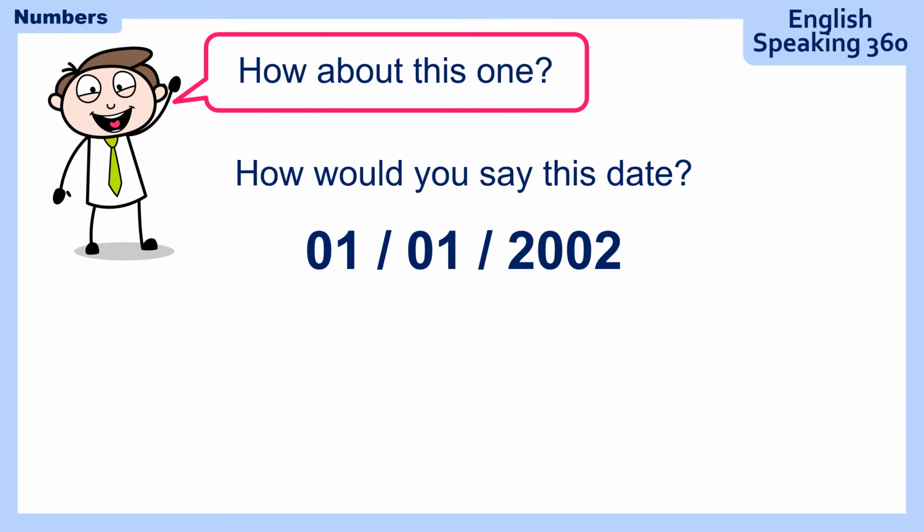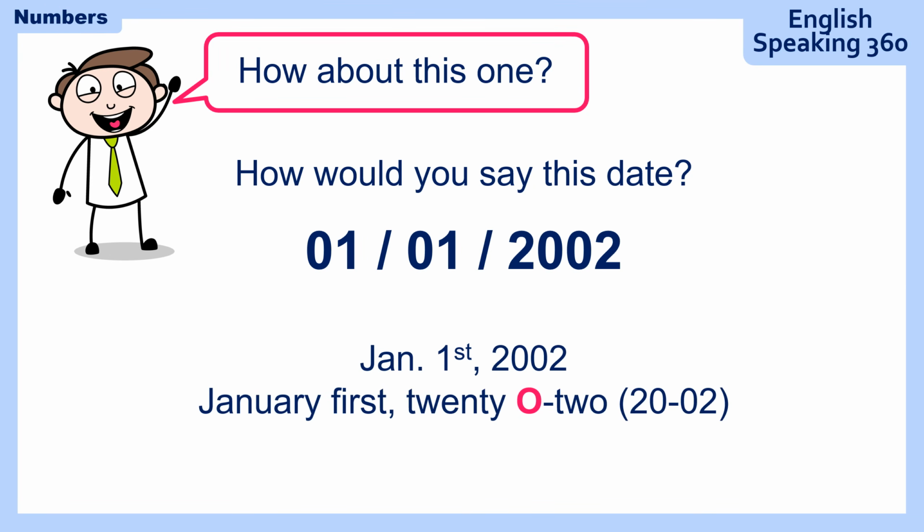How would you say this date? Ready? January 1st, 2002. 2002. We don't say 22. Be careful with this because if you say 22, it sounds like 22. Okay? So we say 2002. Or you could, of course, say 2002.